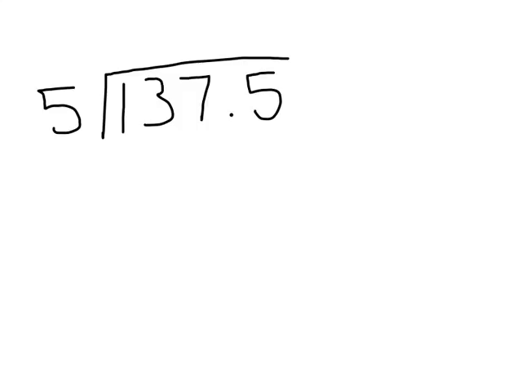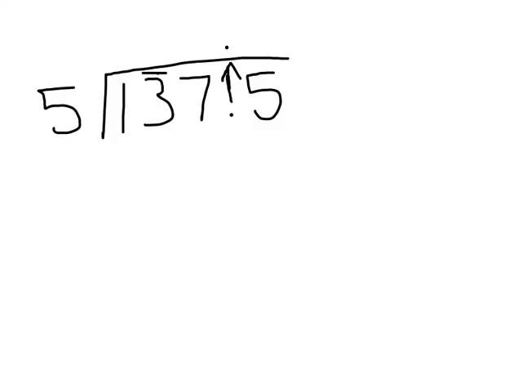Let's look at another example. 137 and 5/10 divided by 5. I'm going to start by bringing my decimal point straight up so that I can put it in the right place in my answer. Now I can do my division. Should I start dividing at 100, 13 tens, 137 ones, or 1,375 tenths? I'm going to start dividing at 13 hundredths.